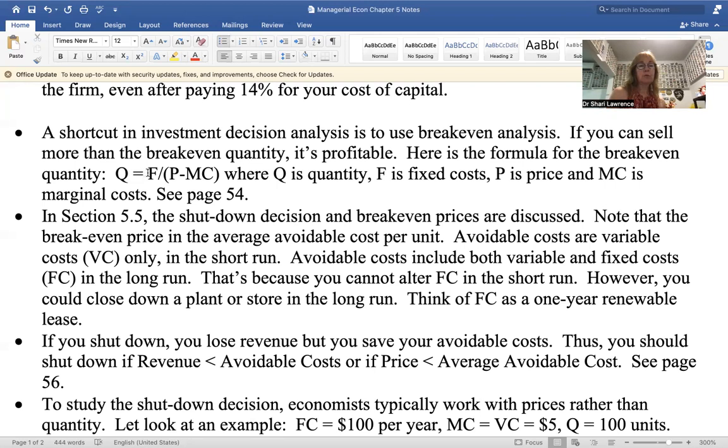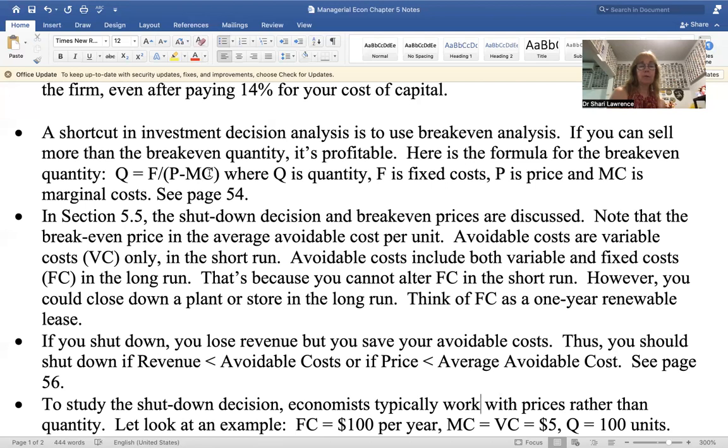Q equals F divided by P minus MC. Okay, what does all this mean? This means your break-even quantity is going to equal your fixed cost divided by the price minus the marginal costs.